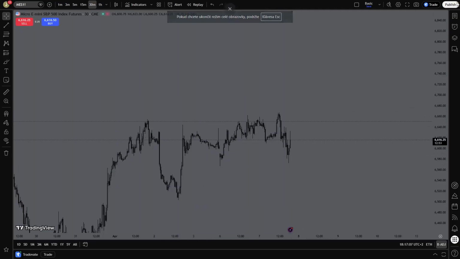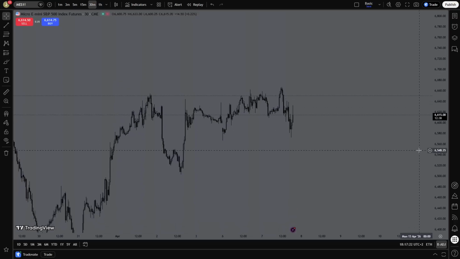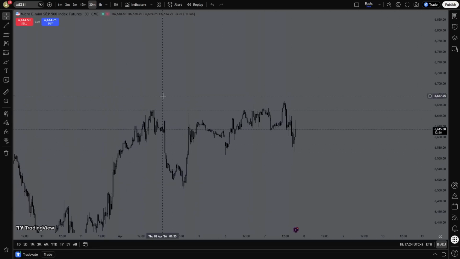So right here I pulled up a chart of micro ES. Actually I have some drawings on the normal ES, so I just pulled up this one. But right now I will try to explain how I use auction market theory. So right here we have a 30-minute chart. That's normally what I work with when I'm marking out my fair price zones.